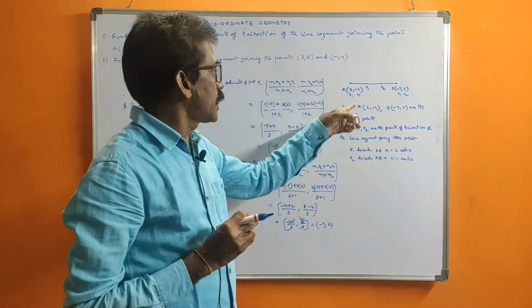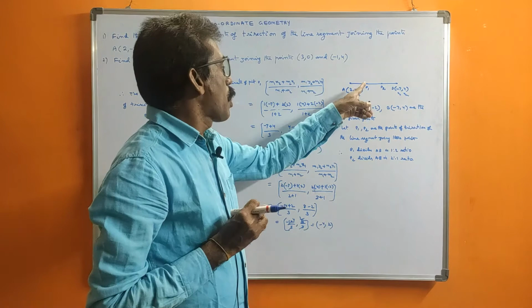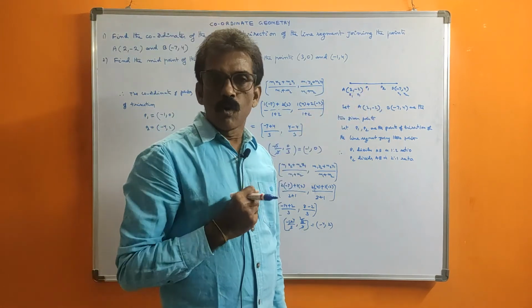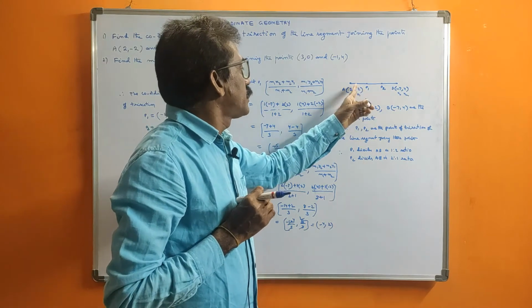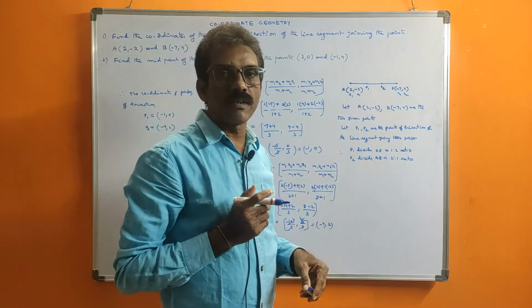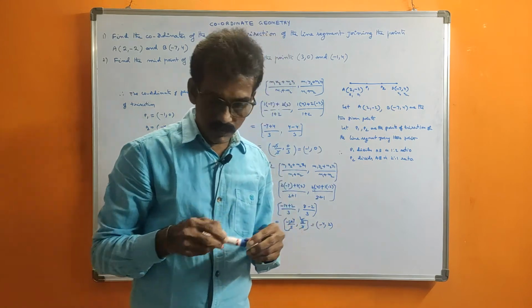If you understand this concept first, we can do it easily. Any line segment has 2 points of trisection. One divides in the 1:2 ratio, and the other divides in the 2:1 ratio.